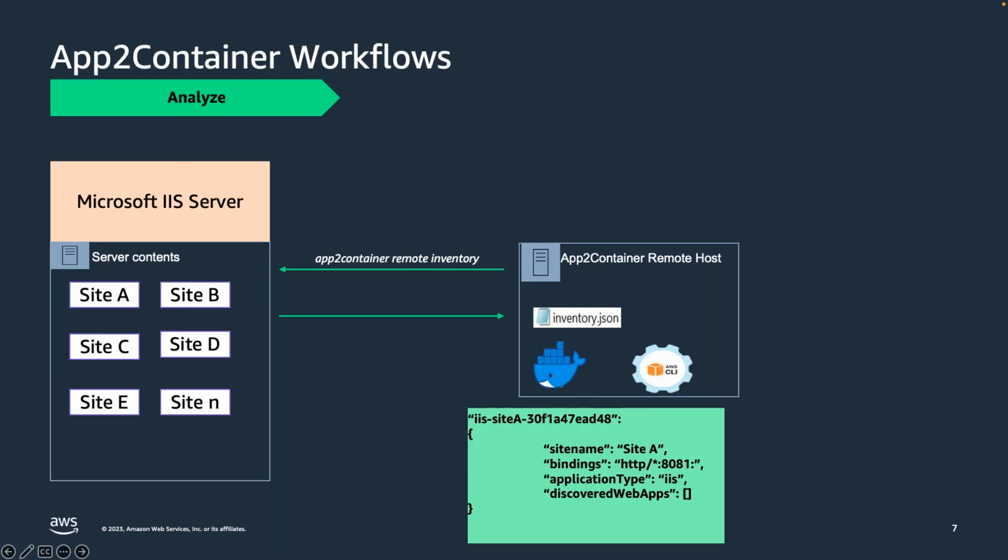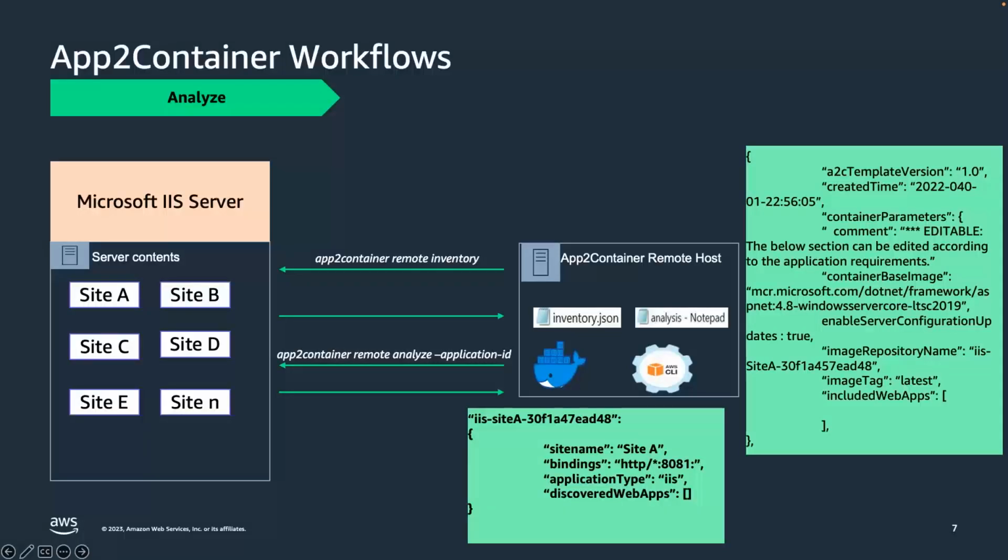That inventory.json will include all the applications that I have in that specific server. I will have the name of the application, in this case, site A, the networking, what's the binding to the outside world, what type of application it is, and so forth. Once I have the inventory of all my applications, I'm going to analyze that specific application. So the analysis phase is executed application by application on my server.